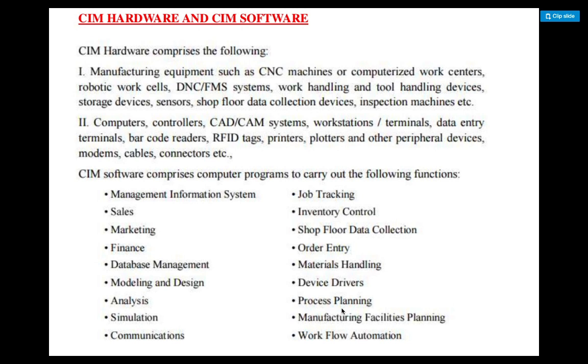So CIM hardware comprises the following: manufacturing equipment such as CNC machines or computerized work centers, robotic work cells, DNC, FMS systems, work handling and tool handling devices, storage devices, sensors, shop floor data collection devices, inspection machines etc., computers, controllers, CAD/CAM systems, workstations, terminals, data entry terminals, barcode readers, RFID tags which are used nowadays, you must have seen RFID tags being used, printers, plotters and other peripheral devices, modem, cable connection etc.